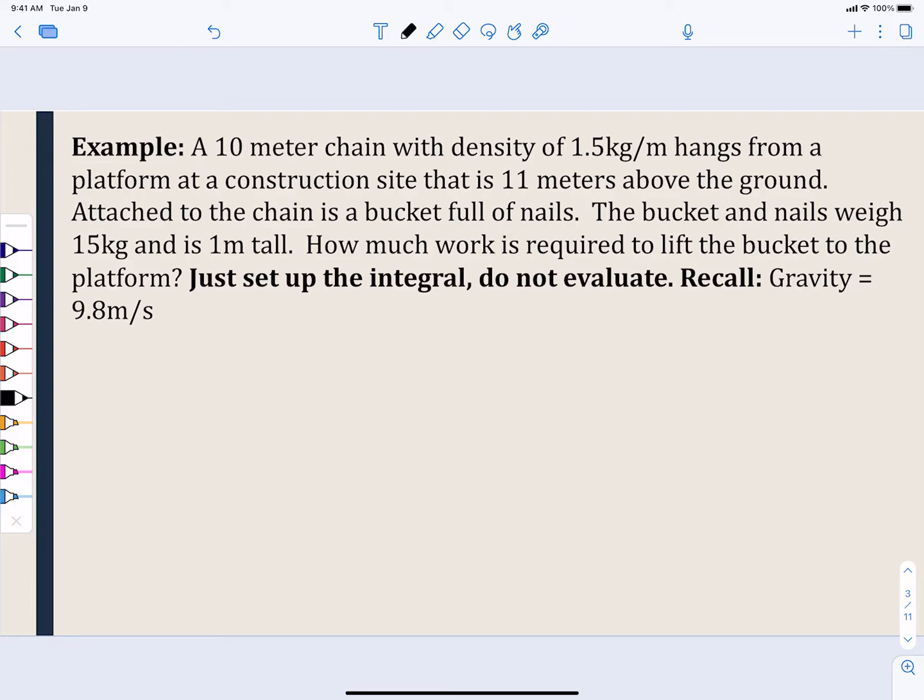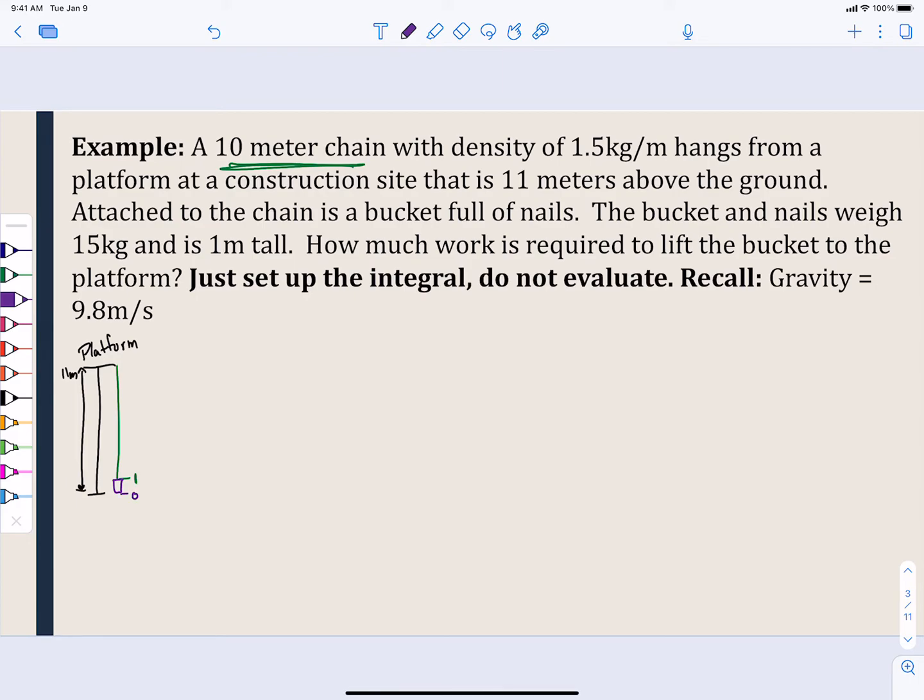All right, so our situation that we have here is that we've got our platform up here, and it is 11 meters from the ground. And then we've got our chain here, and it's sitting there at 1. It is only 10 meters, that chain. So it's going from the top, which is 11, down to 1. And then we've got our bucket that's full of nails, and that is a 1 meter tall bucket. So that is actually sitting on the ground.